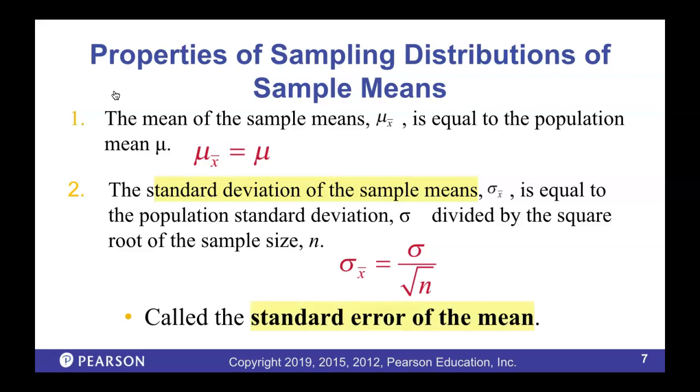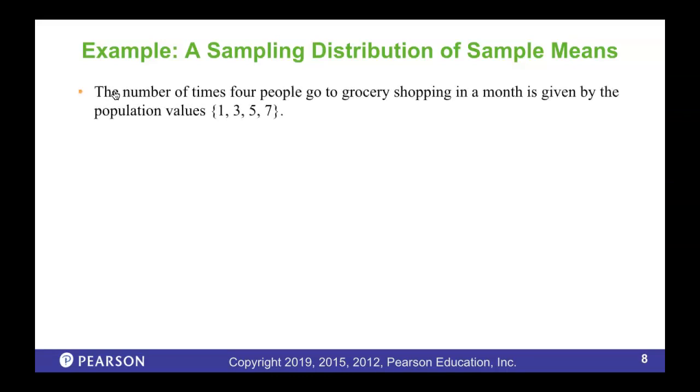All right, slide number 8. Yay, we have an example. Let's look at this together. The number of times 4 people go grocery shopping in a month is given by the population values 1, 3, 5, and 7. So what does this mean? Say we have 4 people, Sue, Michael, Noah, and Luna. So we have these 4 people.